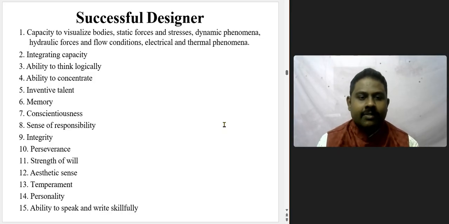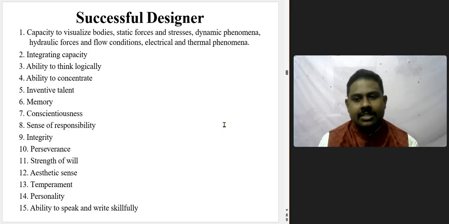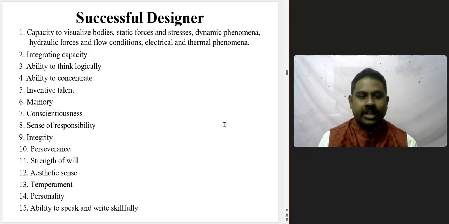consequentness, which is very important: how we are making the design and how it is going to be helpful for society. And after that, sense of responsibility, whether I am responsible for this entire design, that is also a very important thing. Integrity, purity, clarity, and all the things should be there in the design. Perseverance, always observing what is going to happen and so on.